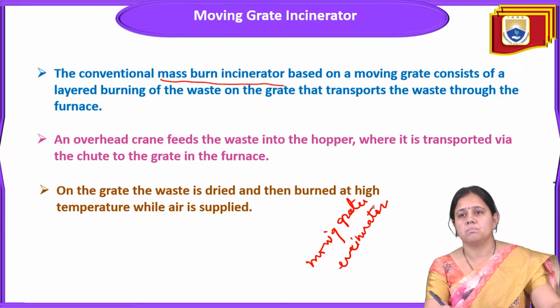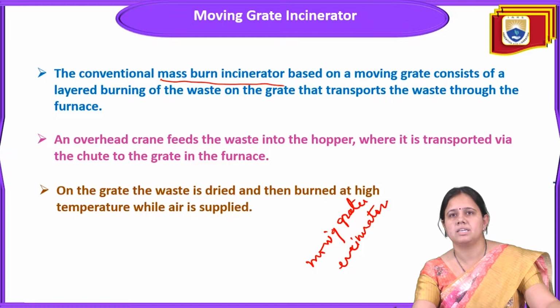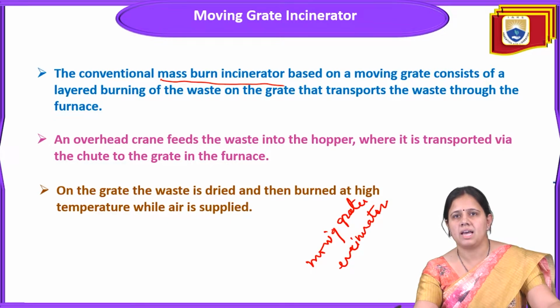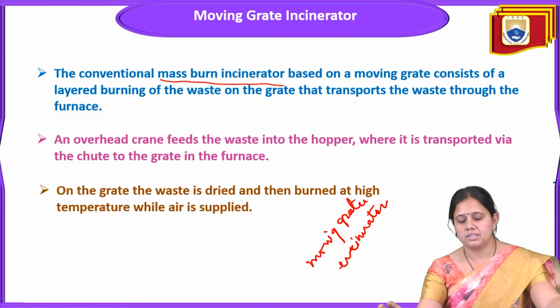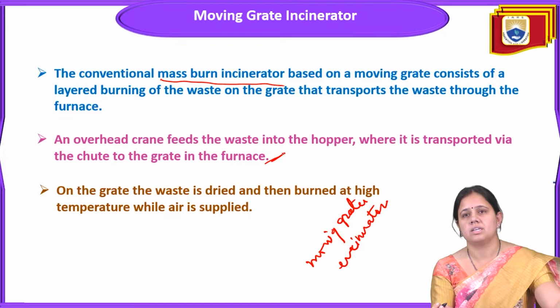This mass burning of waste is based on the moving grate incinerator, which consists of layered burning of waste on the grate that transports the waste through the furnace. An overhead crane is also there. The crane feeds the waste into the hopper, where it is transported via the chutes to the grate in the furnace.